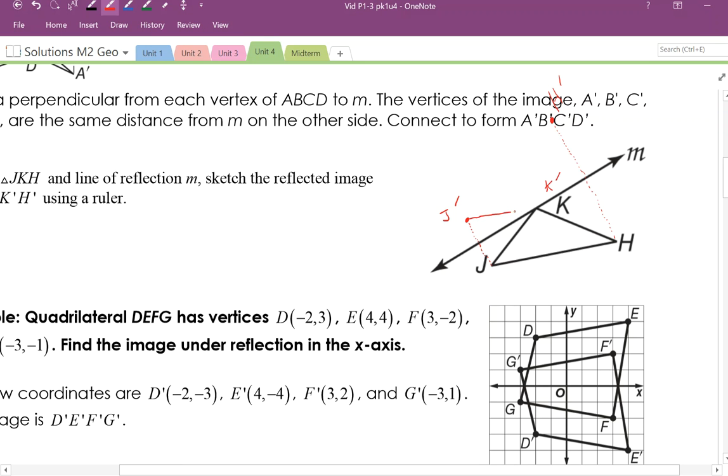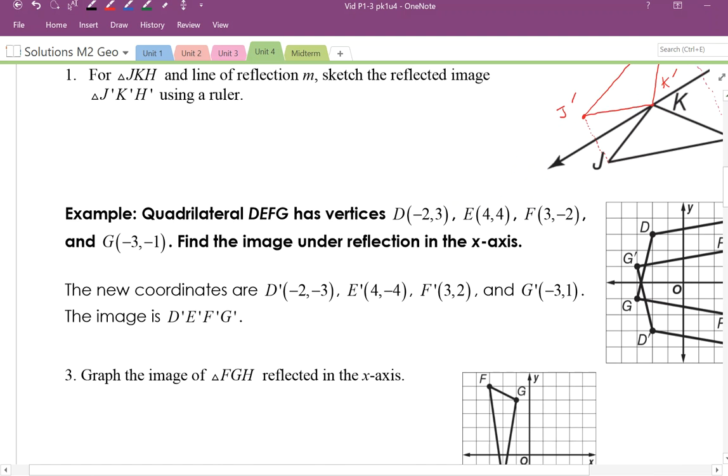And then I will connect J to K, K to H, and J to H again, and that new triangle is my reflected triangle, or the image. And again, imagine folding my screen over line M. The two triangles should overlap exactly. So I've just drawn the reflection.